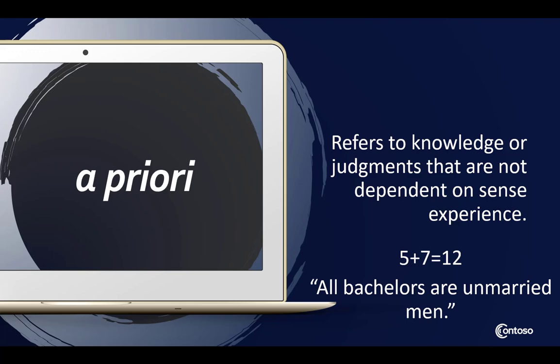Okay, advanced multiplication and things in geometry, for instance. This is also true of propositions or statements, claims that we make. For instance, the proposition, all bachelors are unmarried men. That's something that I can know a priori because I don't have to go out and look at all the bachelors in the world to know that they're unmarried men.